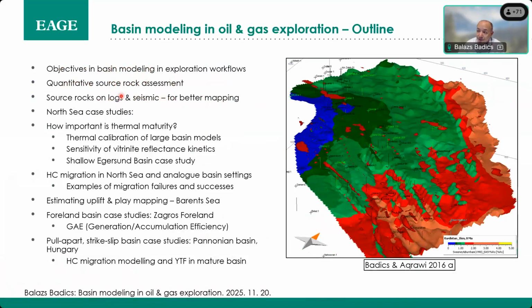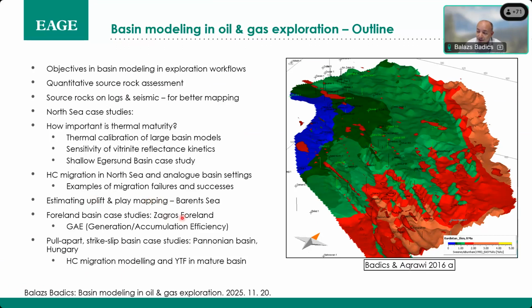Then I will go through a lot of case studies, especially in the North Sea, which is a typical rift basin, looking at thermal maturity, calibration of thermal maturity, what the difference is if you calibrate with different methods, and what the sensitivity of that is. I will show a shallow marginal basin like the Egersund Basin or Stord Basin as a case study, and look into a lot of hydrocarbon migration examples, what kinds of structures and prospects work and what don't. Then I will show very little about the Barents Sea, uplift and erosion, how to estimate it, what to calculate, and how to apply it in play mapping.